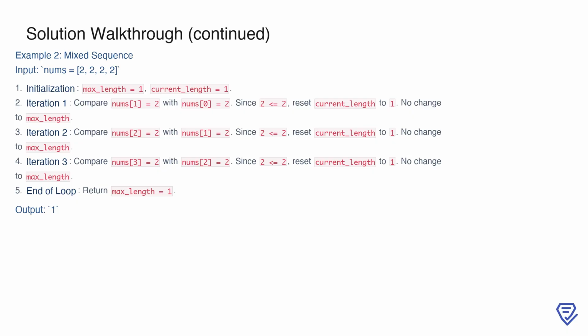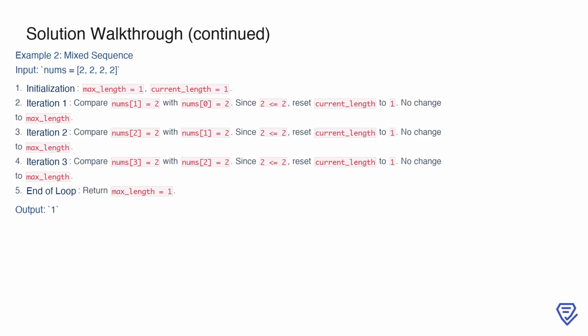In this example, the input array is nums equals 2, 2, 2, 2. We again initialize max_length and current_length to 1. Now, as we start iterating, we compare the second element, 2, with the first, which is also 2. Since 2 is not greater than 2, the sequence is no longer increasing, so we reset current_length back to 1. There's no need to update max_length since it remains 1.